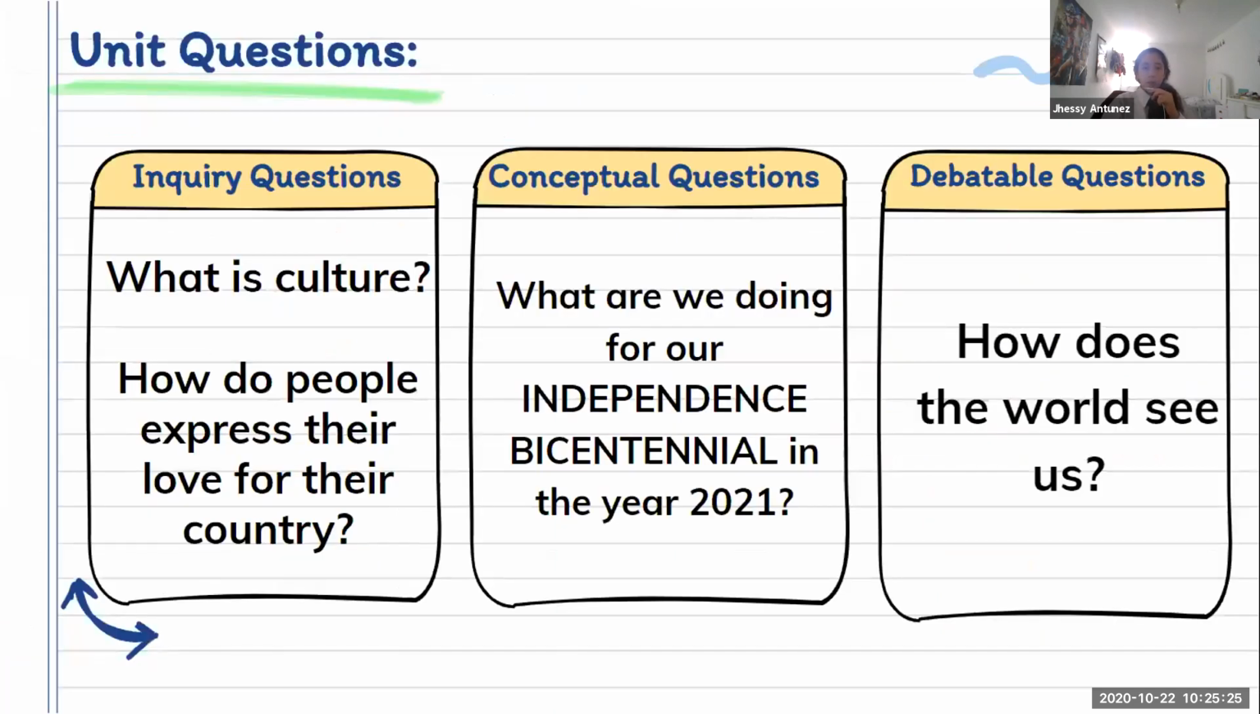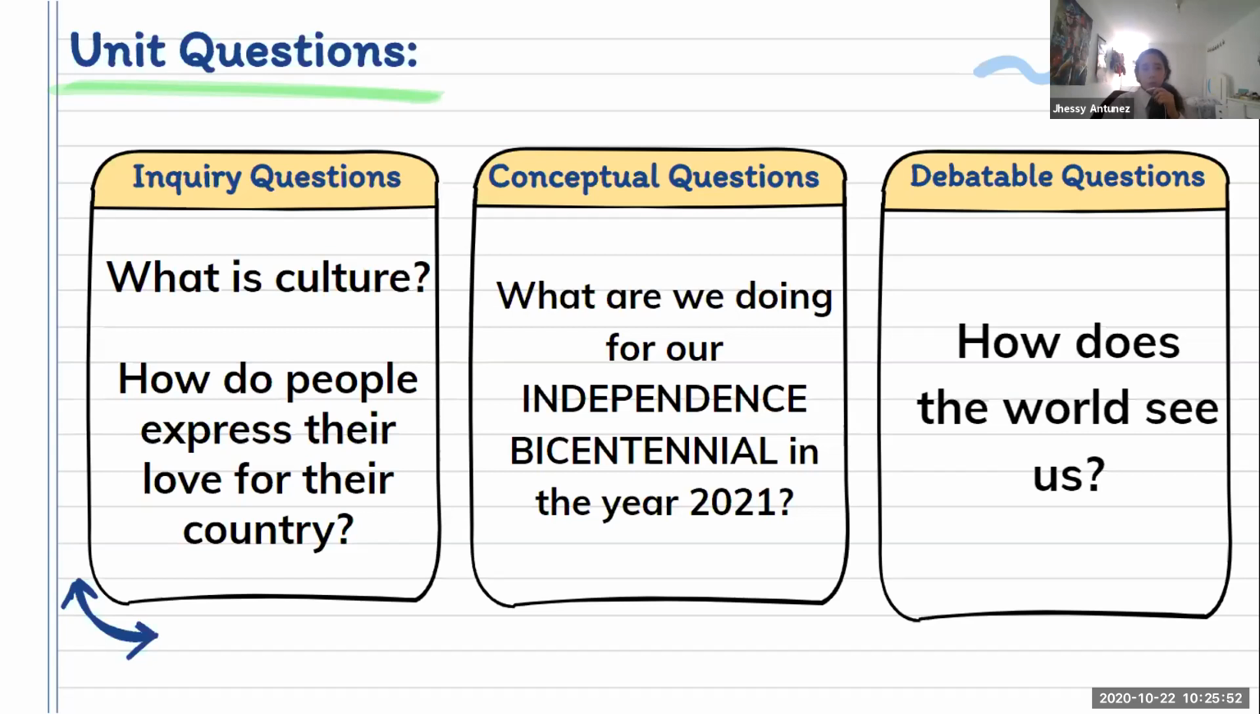One of the goals of the second term unit was to be able to answer these unit questions, so I will answer them. First, we have the inquiry questions. What is culture? Culture is the identity given by your atmosphere that each person carries. How do people express their love for their country? People can express their love for their country in different ways, but the main thing is just the simple appreciation of the everyday things we experience that we may not notice are part of our culture.